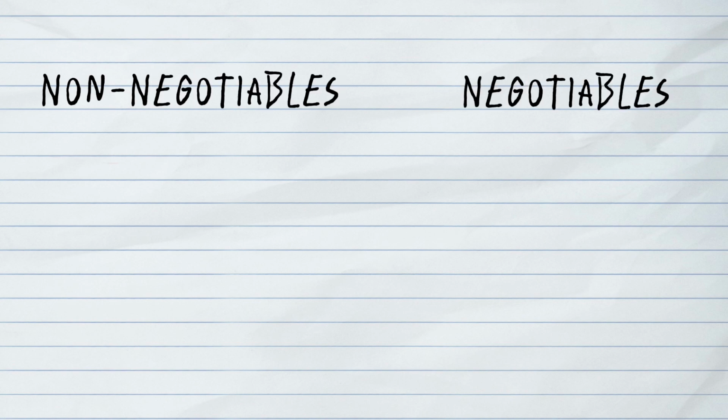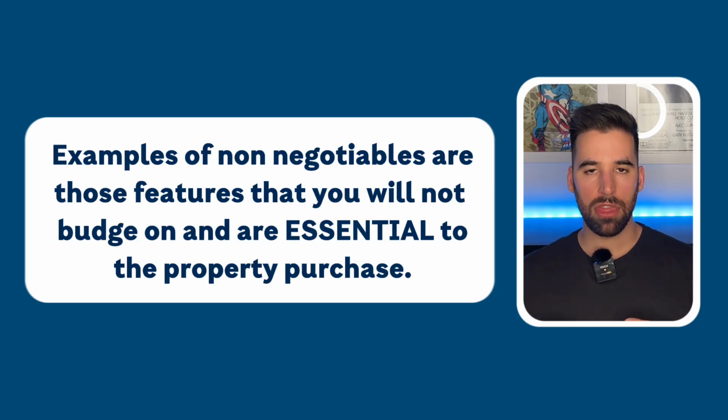Have a think about what you really want from the property and the suburb. Write these points down and split them up into non-negotiables and negotiables. Examples of non-negotiables are those features that you will not budge on and are absolutely essential to the property purchase.